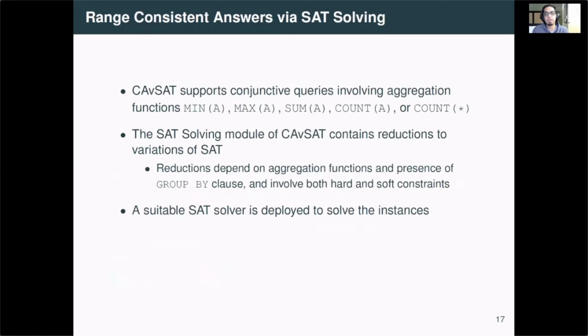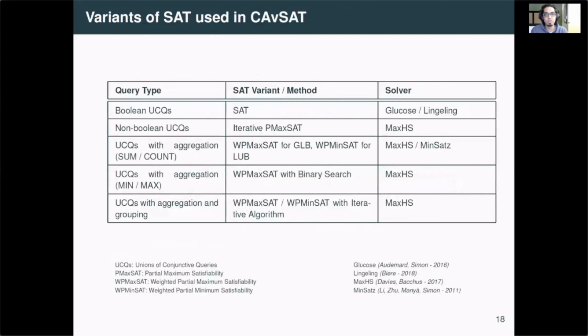So we found several natural reductions from range consistent semantic consistent answers to variants of SAT. And these reductions depend on, again, aggregation functions and presence or absence of groupings and so on. And then we deploy a suitable SAT solver to solve these instances. So just to show you briefly, based on the type of the query, starting with unions of conjunctive queries, going up to unions of conjunctive queries with aggregation and grouping, we reduce this problem of consistent answers to variants of SAT. So again, starting with plain Boolean SAT to weighted partial max SAT, iterative partial max SAT, and so on. And then we use the corresponding suitable solvers. So Glucose and Lingling are plain SAT solvers. MaxHS and MinSatZ can handle instances of max SAT and min SAT and some variants like those.